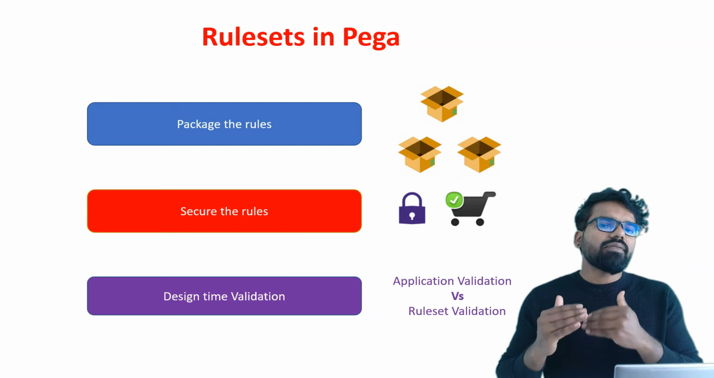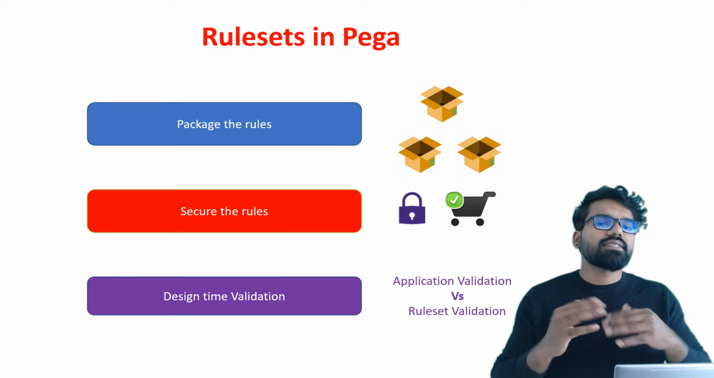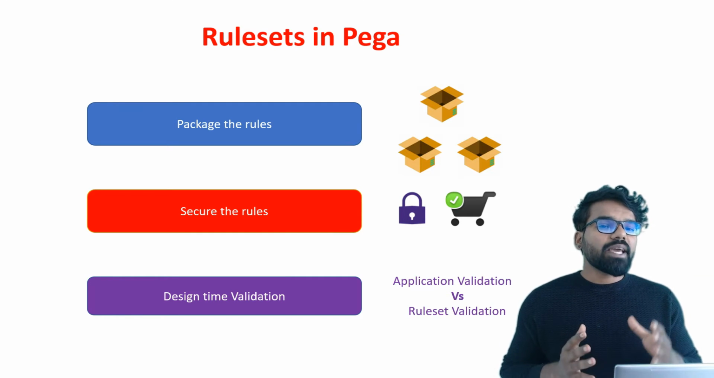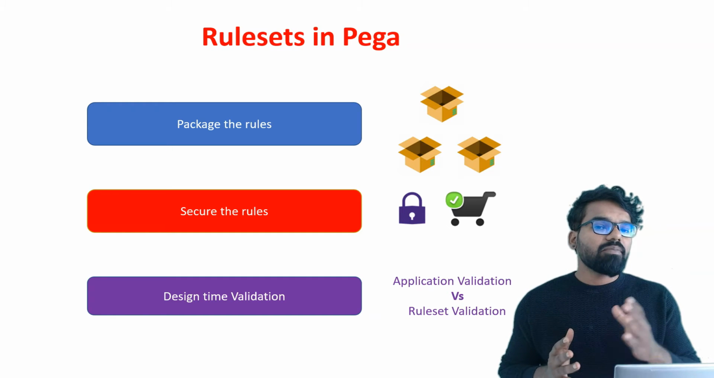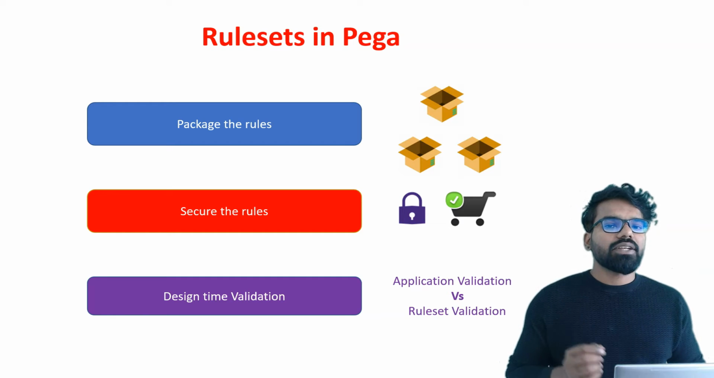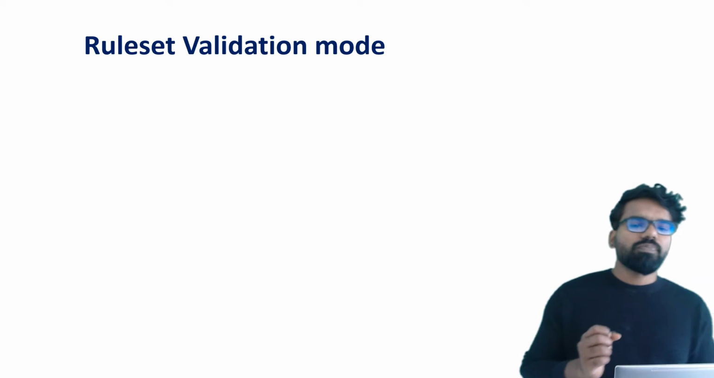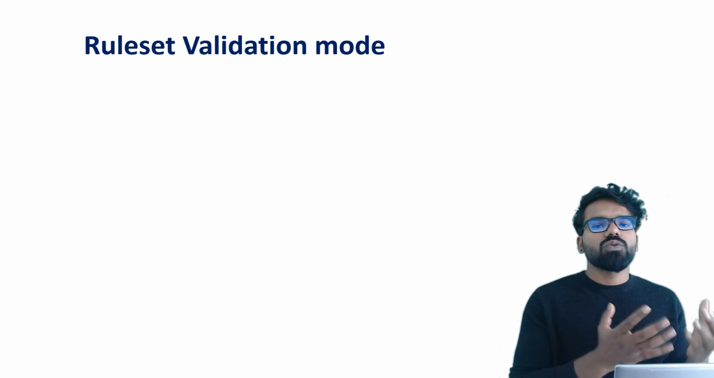And rule set validation helps to solve these design time errors. I have to explain these two types of design time validation briefly. Let's check it out. There are two types, as I told: application validation and rule set validation.